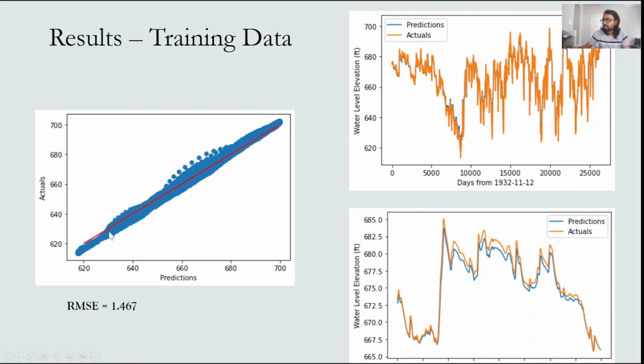And if I do an x equals y plot, with actual data on the y-axis and predicted value on the x-axis, this is the plot I got. We can see everything is very close to the x equals y line.